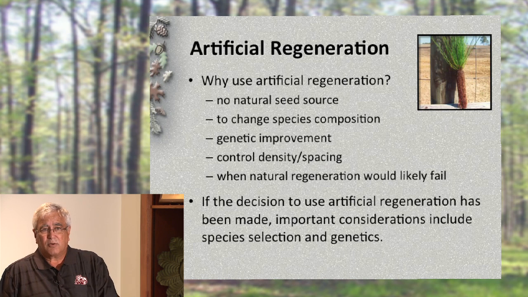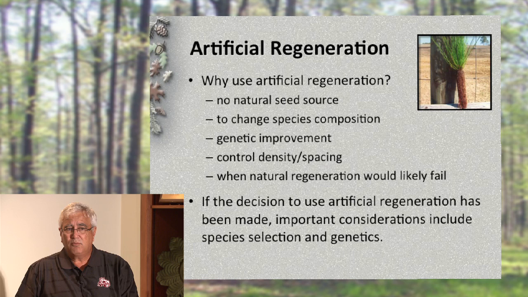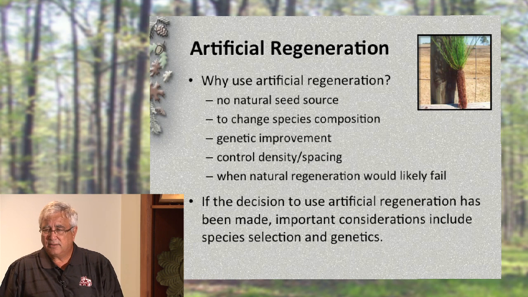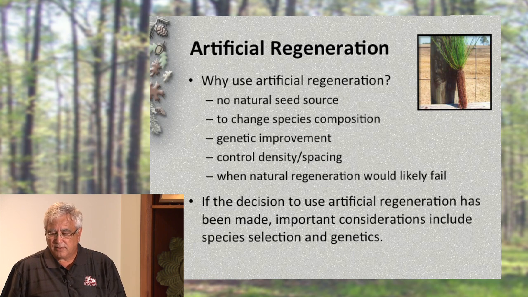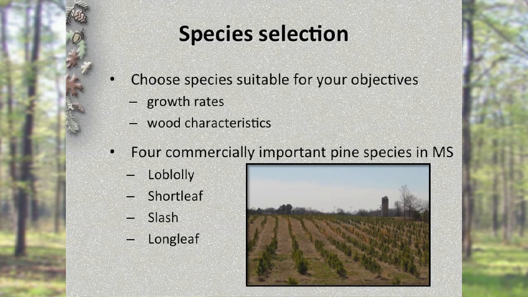If the decision to use artificial regeneration has been made, the two most important considerations that we need to include are species selection and genetics. In species selection, we need to choose a species suitable for our objectives, whether they be growth rates or wood characteristics. We have about 4 commercially important pine species in Mississippi: loblolly pine, shortleaf pine, slash, and longleaf. Most of these trees are planted.